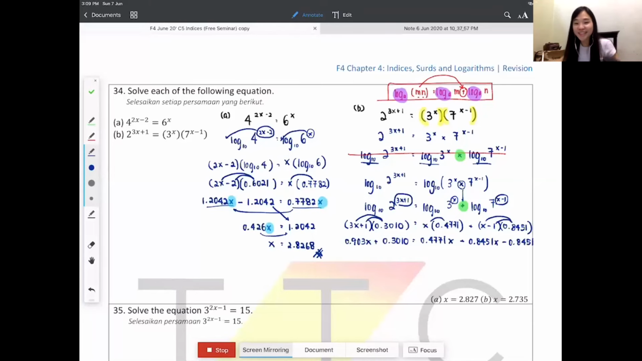Isn't it like that? This one is x, this one is x, this one also x. All the x I can combine to one side. Let's say I combine to the left-hand side. 0.903 plus, move there, minus, plus, move there, minus. I get negative 0.4192x on the left side. Right side is negative 0.8451 minus 0.3010, negative 1.1461. Correct? Negative, negative, times, move there, divide.